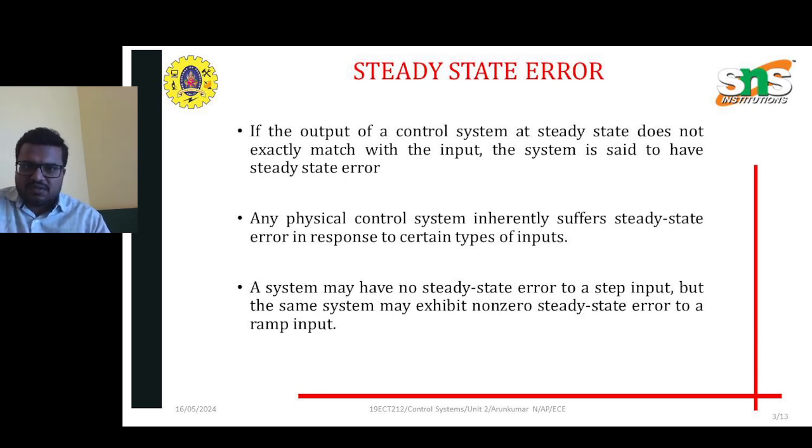We have to get the information from input signals, from feedback signals, as well as the control signals of the system functions. Any physical control system inherently suffers steady state error in the response to certain types of inputs. A system may have no steady state error to a step input, but the same system may exhibit non-zero steady state error to a ramp input signal.